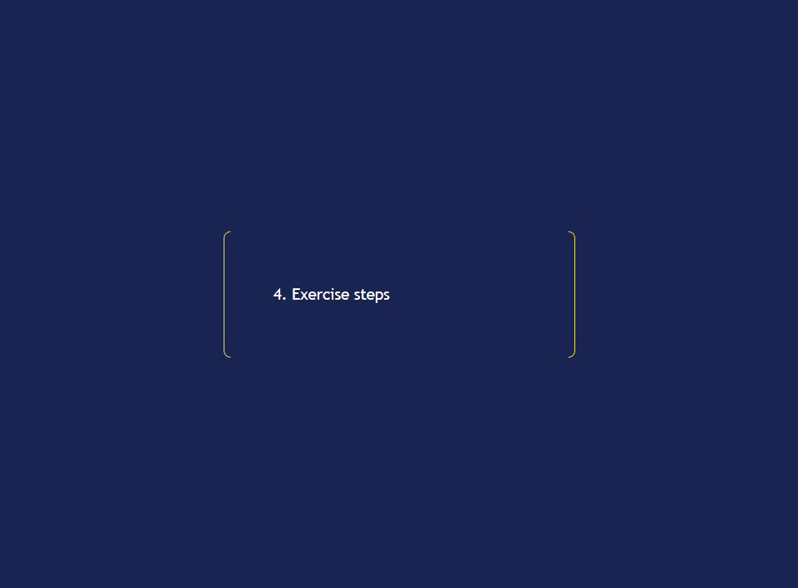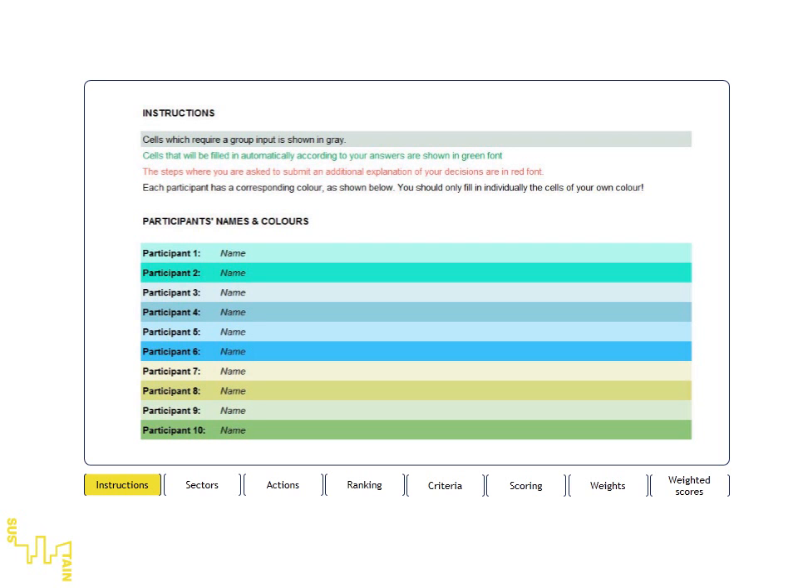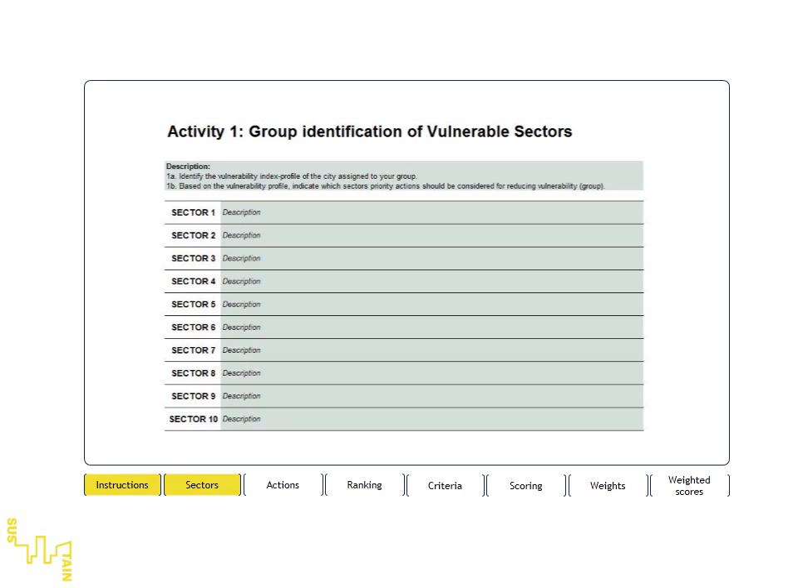To learn more about the individual steps for the group exercise, all in all, there are 7 individual steps, starting with the identification of vulnerable sectors to calculation of weighted scores. Read the instructions very carefully. To start with the exercise, provide your name and take note of your representative color. A vulnerability assessment profile has been provided to you. As a group, indicate which sectors' priority actions should be considered for reducing vulnerability.